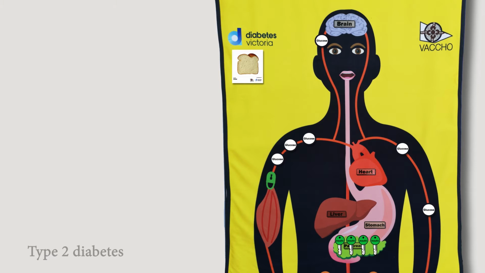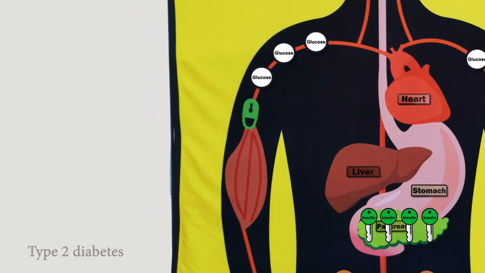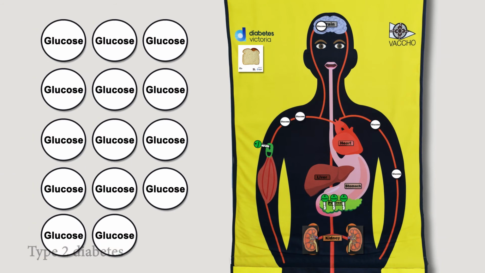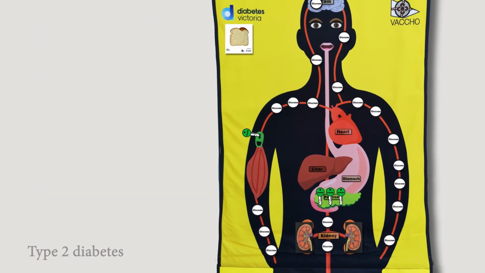In type 2 diabetes, the muscle cell receptors are not working properly. It's like the locks are rusty. This is called insulin resistance. When insulin is released from the pancreas and travels to the muscles, the insulin cannot open the locks properly. This means that only some glucose can get into the muscle, but not enough. This leads to a buildup of glucose in the blood and means that more insulin is needed.